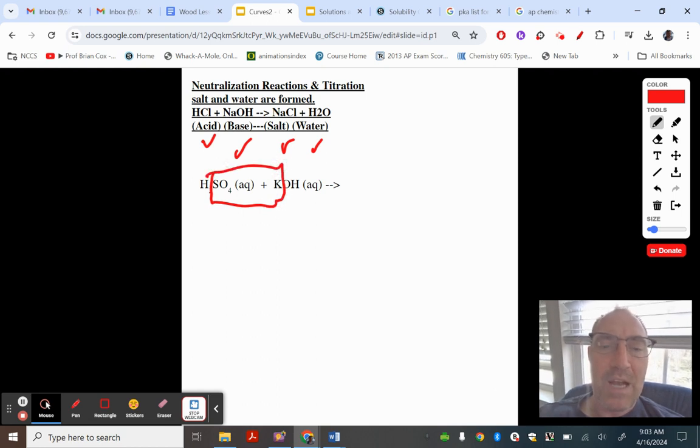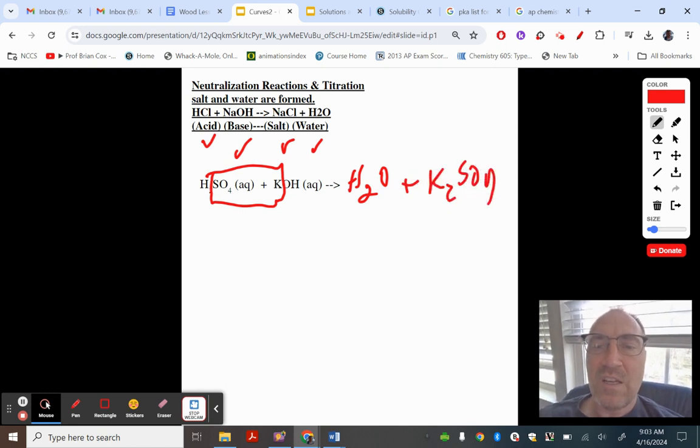This is just simple reactions. This would be something they would ask. So I get water and K2SO4. Whoa, that's a 4. Then what I would do is balance it because I don't want to be breaking the law. And I think this is it, right?